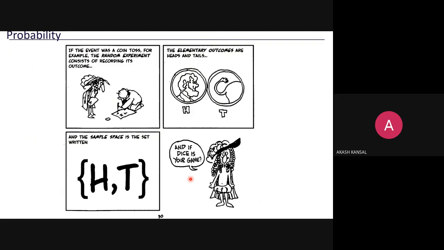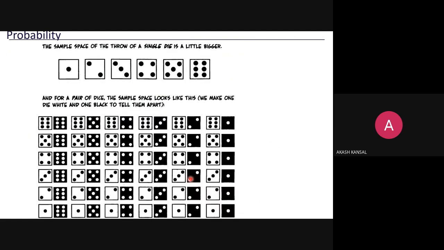Now, let's say this experiment was a dice throw. A dice is popularly used in India. We play Ludo with it, right? So the elementary outcomes are 1, 2, 3, 4, 5, 6. And if we extend further and roll a pair of dice, there will be 36 elementary outcomes. Let's say we roll a white die and a black die. So these are all the elementary outcomes, 36 basically.